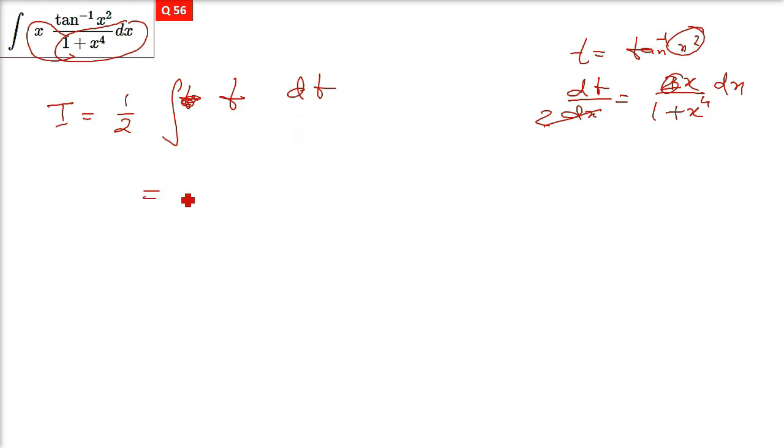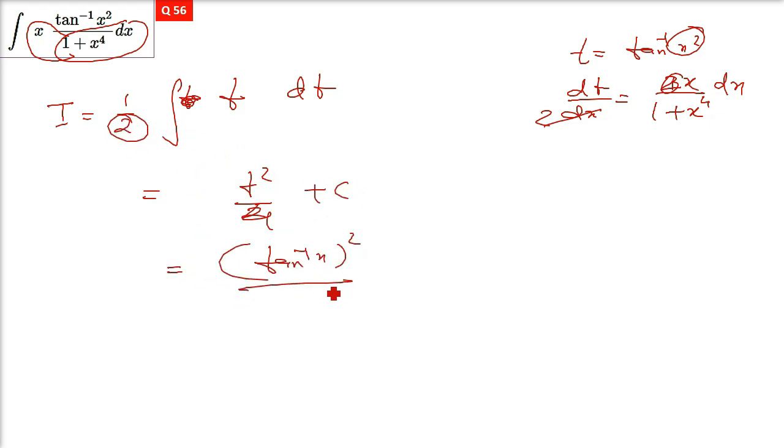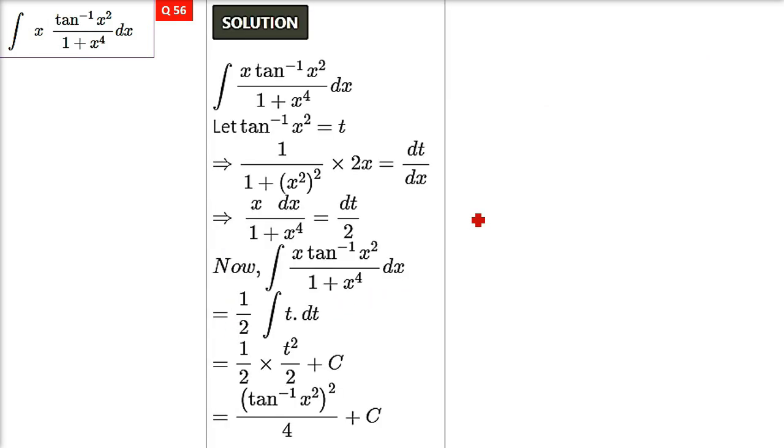So let's do it. T square by 4 plus constant of integration. T, you can just replace it by tan inverse x square, and this whole square is there. So tan inverse x square whole square. Please, it's x square, okay? Please remember. Okay, this is all about how to write it, and this question is a good question, I must say that.